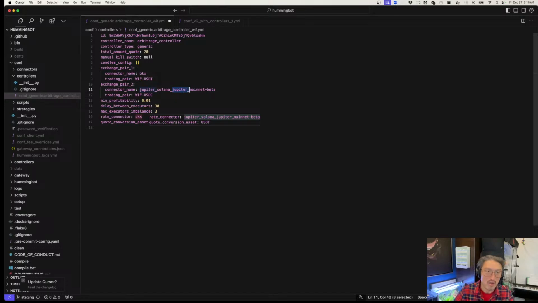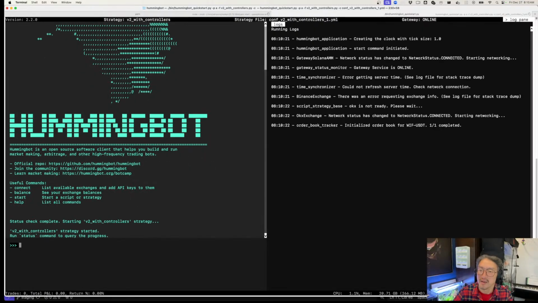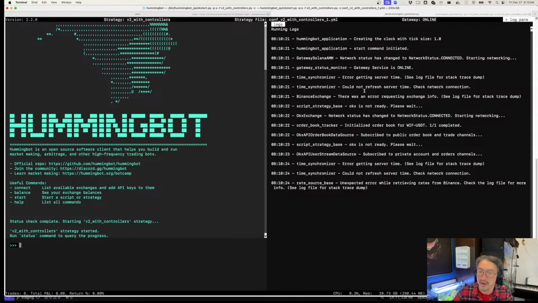And the way you know this is because if you go into the client, the name of the connector, when you pull up the balance command, should match what it's trying to pull. So now I think this is correct. So now if I do this again, let's see. Okay, so now it looks like it's correctly doing it.